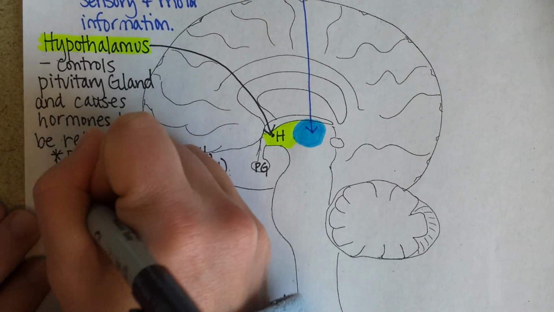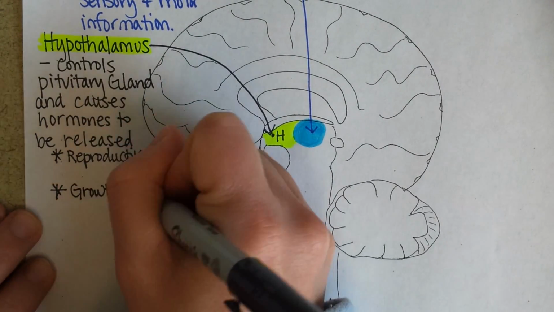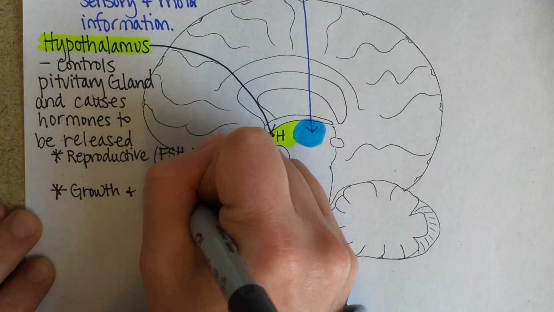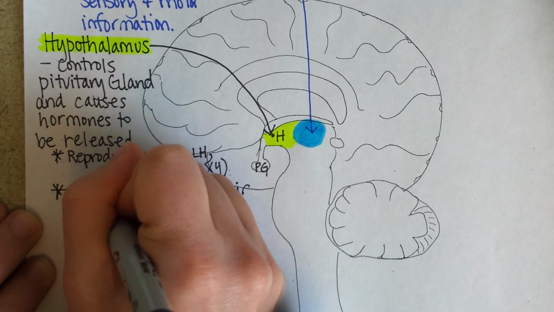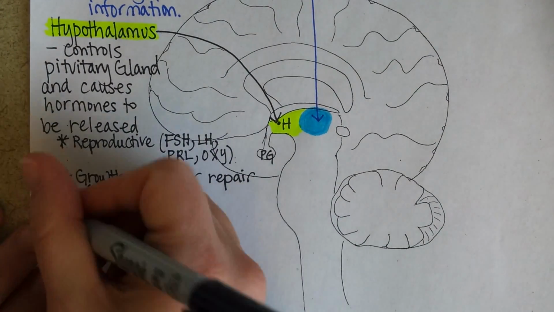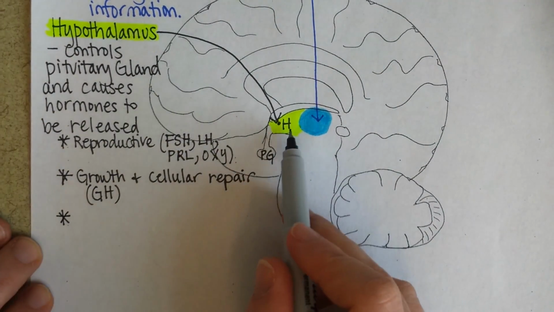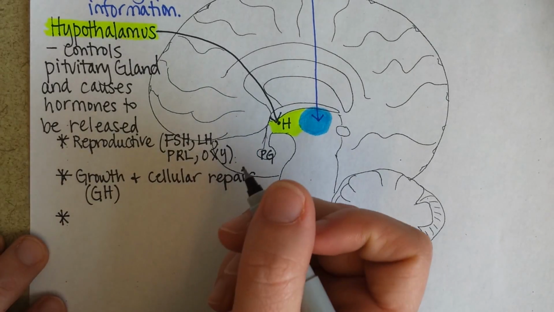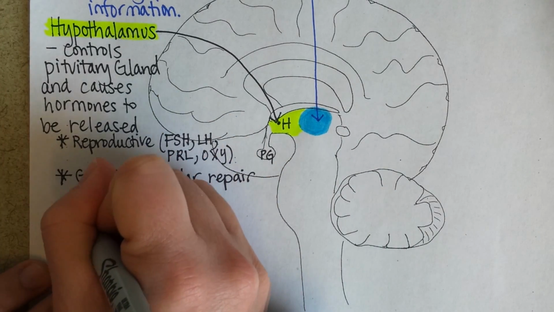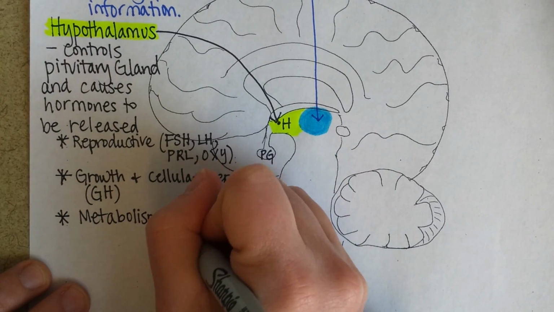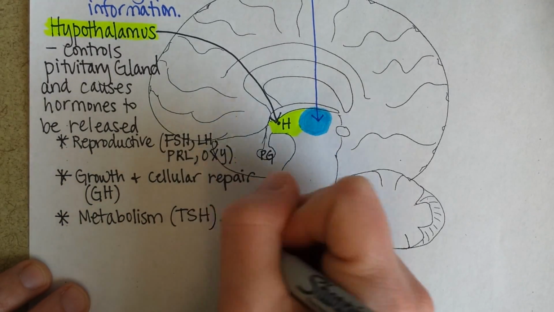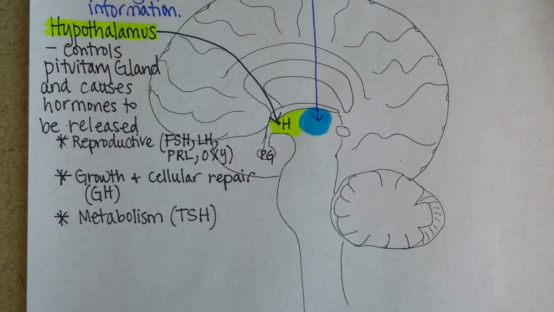It also controls growth and repair of your cells, primarily through a hormone called growth hormone. It also, the hypothalamus also controls the pituitary gland's release of hormones that regulate your metabolism. Releases thyroid stimulating hormone, which then causes the thyroid gland to release thyroxine and ultimately then controls your metabolism, how quickly your particular cells burn energy.